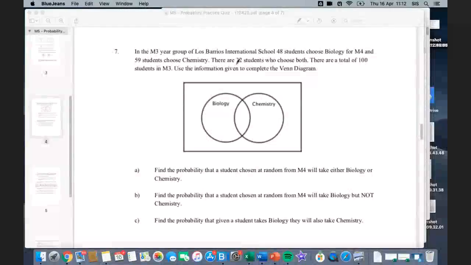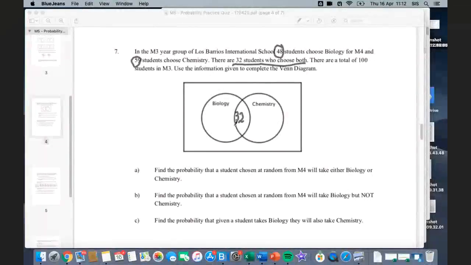Now, I've always reminded you to put the both information in first. So we're going to put that in the middle, 32. And then once we've inputted that data, we can then focus on the 48 and 59. Remember, we've practiced this quite a lot in Edpuzzle and in class.